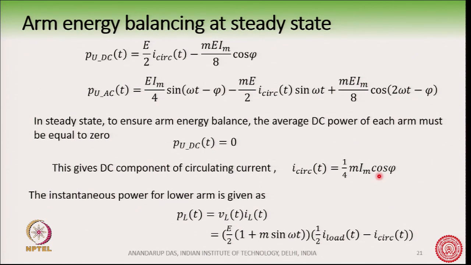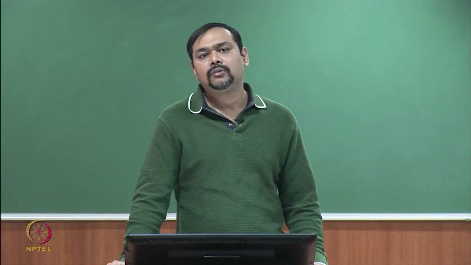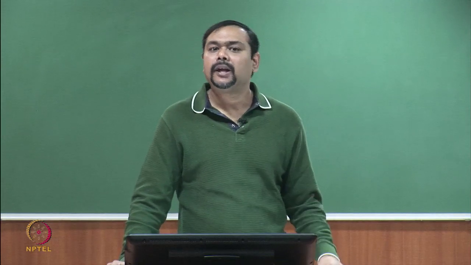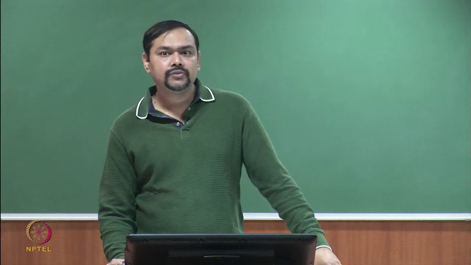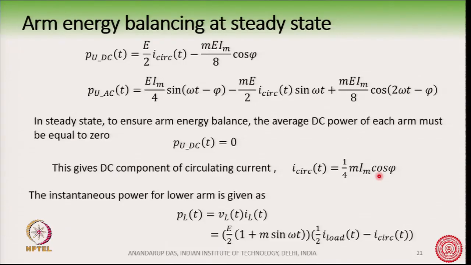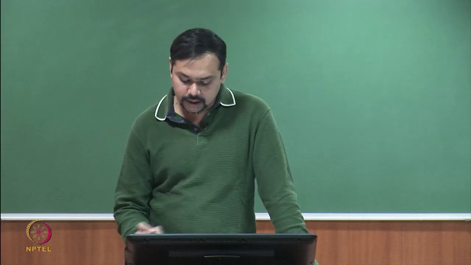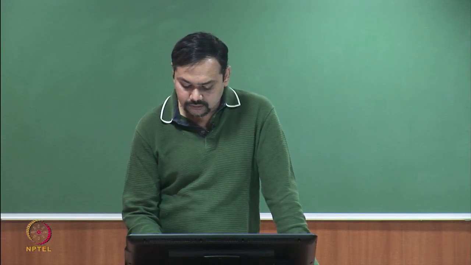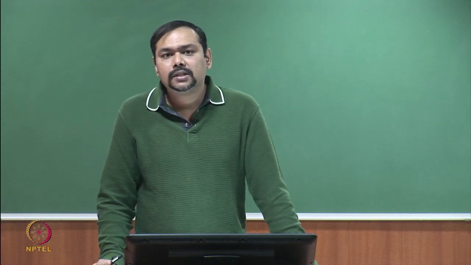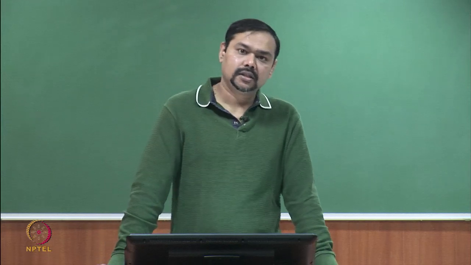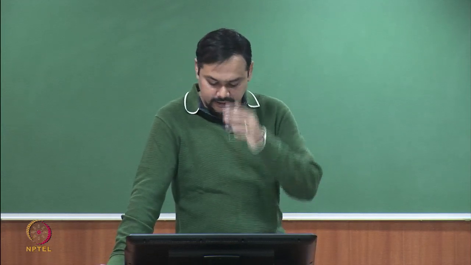So, for cos phi 0, suppose you connect the MMC, the converter, as a STATCOM, and you are using the STATCOM purely to supply reactive power to the grid. If it is an ideal STATCOM only supplying reactive power to the grid, you will see that cos phi will be 0, and hence the circulating current vanishes from the MMC. Anyway, that is a different thing.